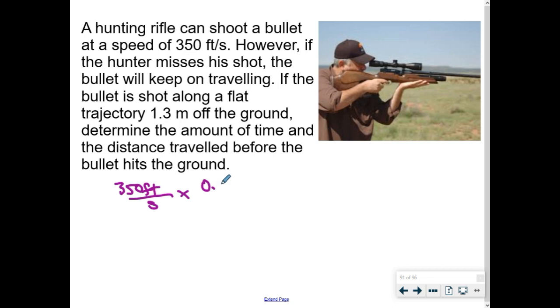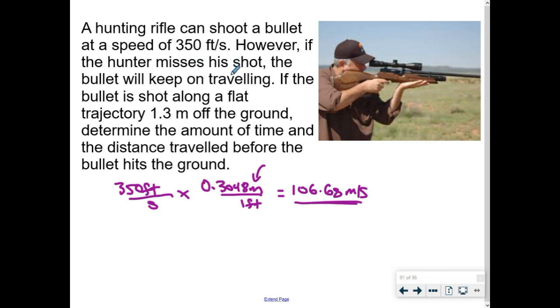There are 0.3048 meters in 1 foot. And you may have discovered on some of the assignment questions that I often ask you to do some conversions here. So 350 times 0.3048 gives us 106.68 meters per second. I just wanted a quick conversion before you start. So I'll usually give you a conversion ratio like this.